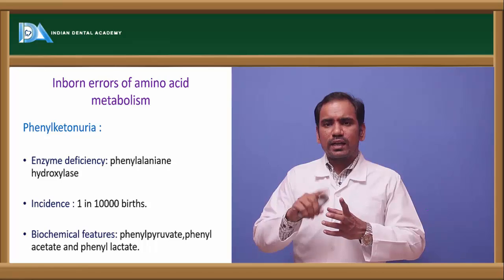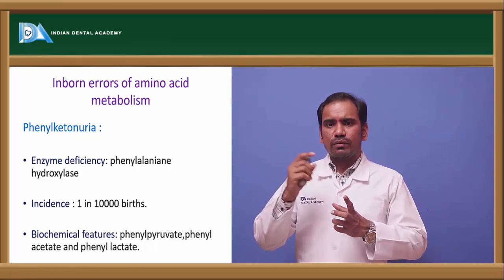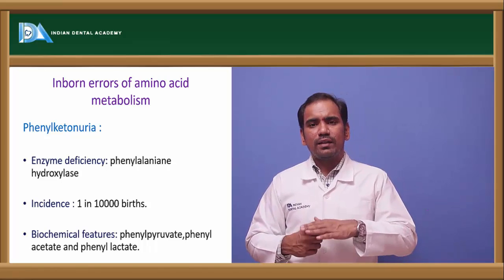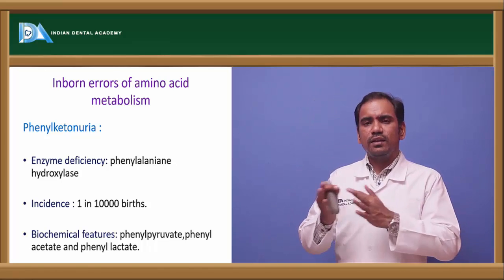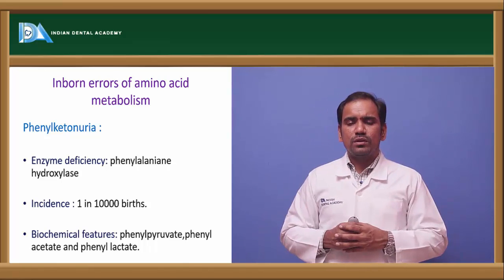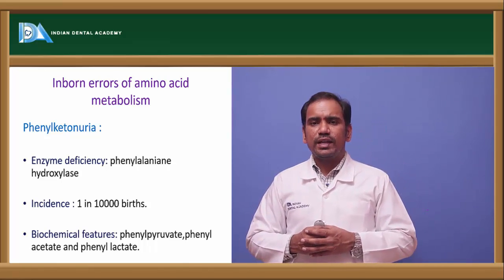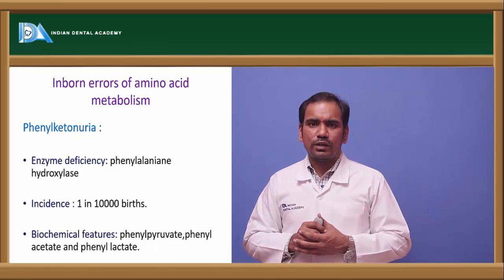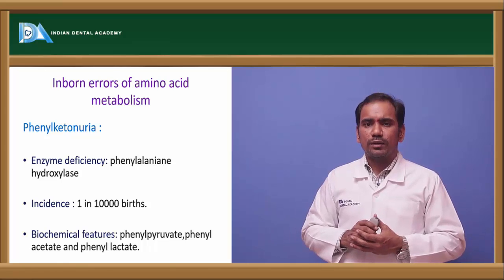So phenylalanine cannot be converted into tyrosine. Phenylalanine undergoes transamination and is converted into phenylpyruvate, and that will be converted into phenylacetate and phenyllactate. All of them are ketones. So there is excess phenylketones in the body because of deficiency of this enzyme. That's why we call it phenylketonuria.